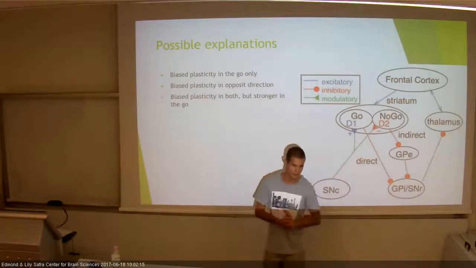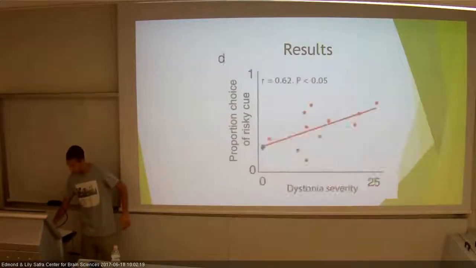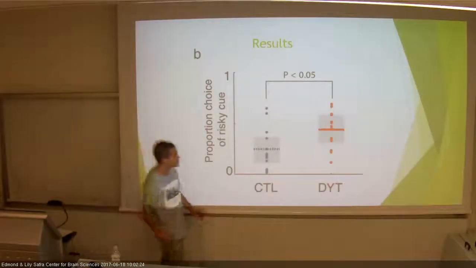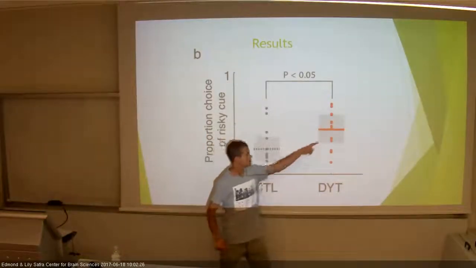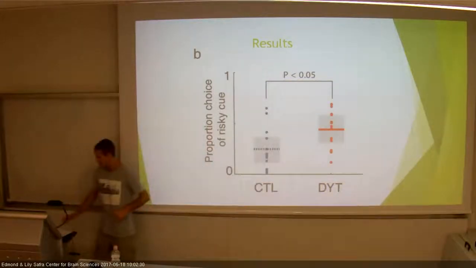Secondly, if we come back to this nice graph, we can see that we are biased. The people with dystonia learn symmetrically, we learn asymmetrically.